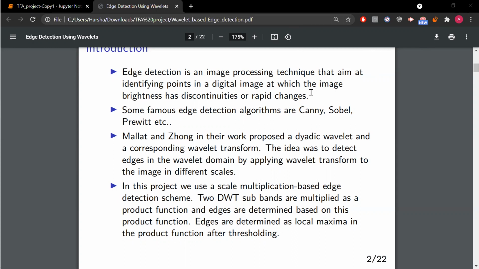In this project, we use a scale multiplication based edge detection scheme. Two DWT subbands are multiplied as a product function, and edges are determined based on this product function. Next slide.